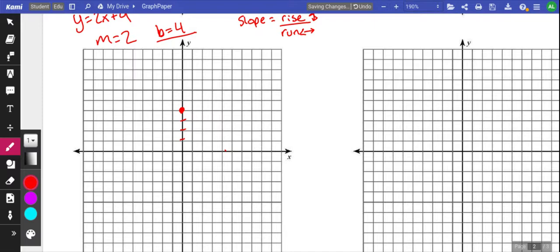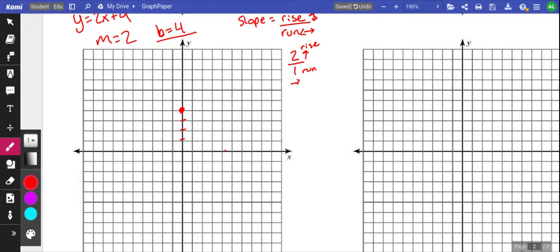Okay, so let's put it in the form of a fraction, because I think that's the easiest for most people to see. So instead of just 2, let's say it's 2 over 1. Remember, if it's just a whole number, you're always going to put it over 1. Okay, so that tells us that our rise is 2, and our run is 1. It goes up 2, and it goes right 1.